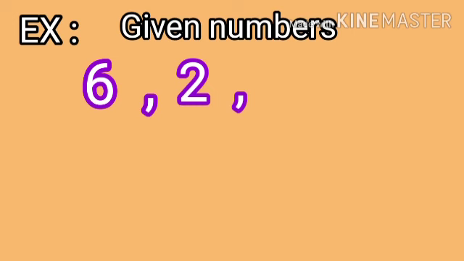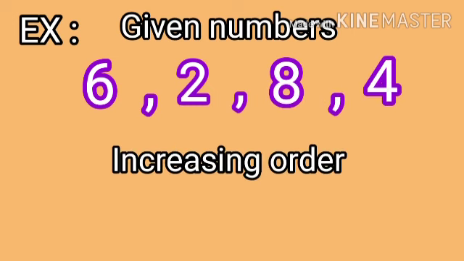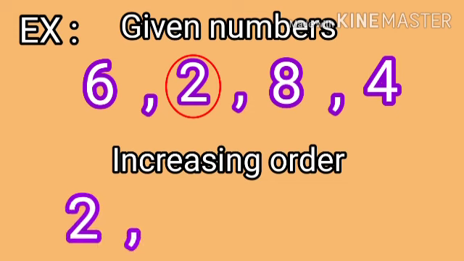Let us see one more example on single digit numbers. Here I am taking 6, 2, 8, 4. Out of these 4 numbers, which is the smallest number? That is 2. So, we should write this 2 at first position of the increasing order, because increasing order means we have to arrange the numbers from small to big.